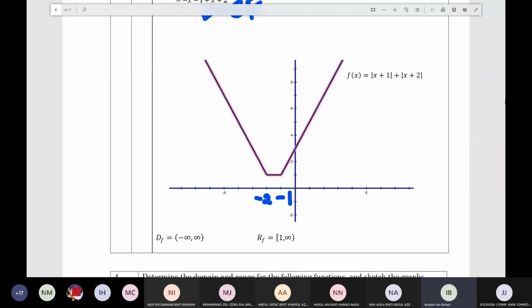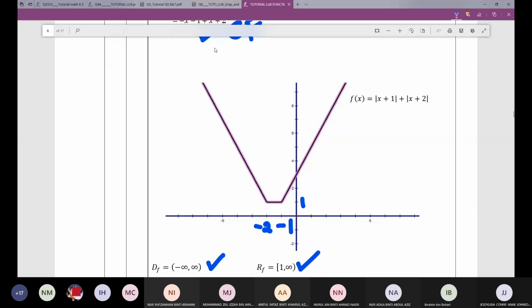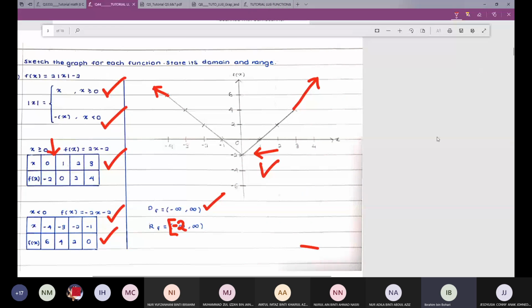Okay, and the domain of the function, all the real numbers, and range of the function here start at the 1 to the positive infinity. Yeah. Dan kalau you all ada soalan, you all type dalam chat meeting. Lepas ni saya jawab. Okay, question 4.